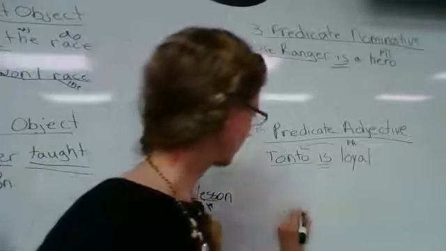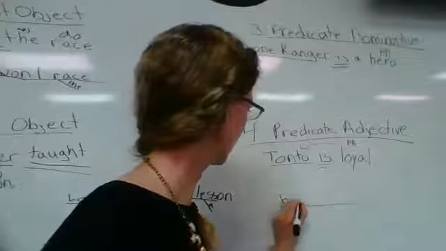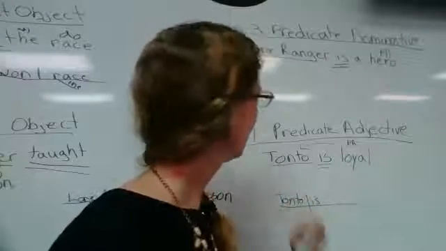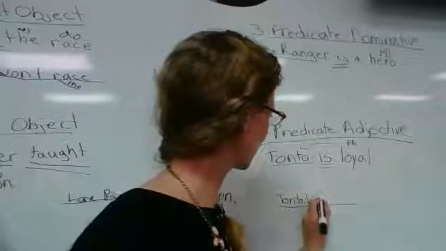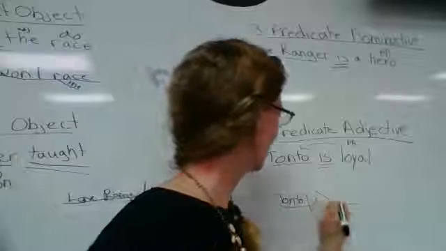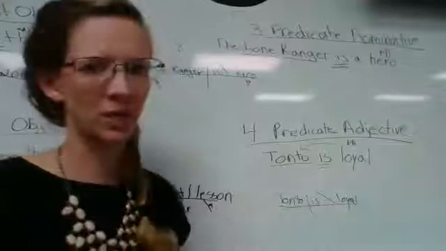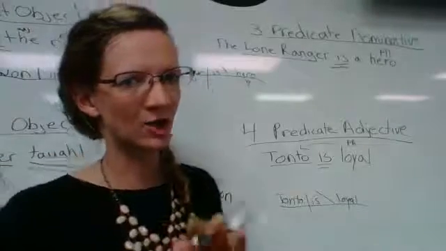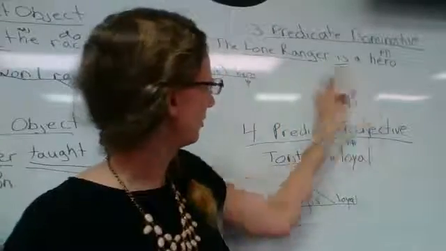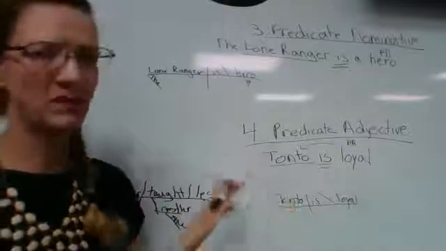So let's diagram our subject and verb first. Always Tonto. All the way down is, and then just like a predicate nominative, you do it just the same. It's a slanted line back towards the subject and then loyal because it's describing Tonto. So predicate nominatives and predicate adjectives are diagrammed the same way. They point back to the subject because they are both either renaming your subject or they're describing your subject. So it all points back to the subject.